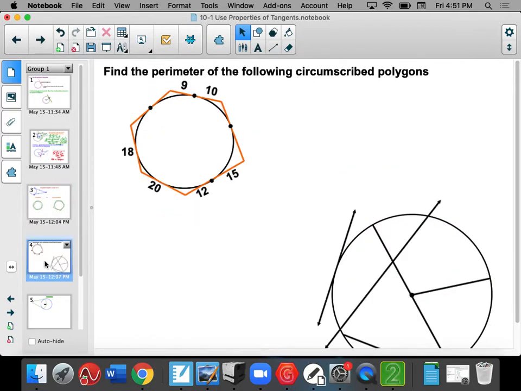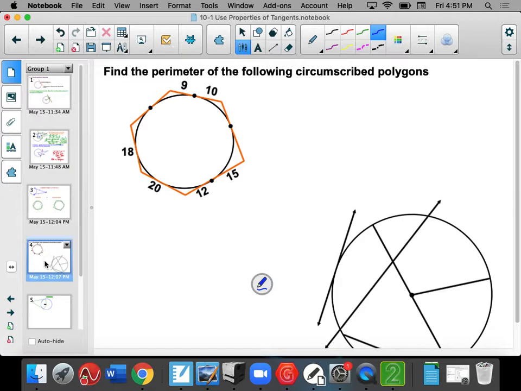Now, if we take those two particular pieces of information and put them together, and we take this figure up here on the top, and use that idea that tangent lines that intersect the same circle are congruent to each other, and that we have here a circumscribed polygon, we should be able to find the perimeter of that polygon. Let's see, how many sides does it have? 1, 2, 3, 4, 5, 6. That's a hexagon.